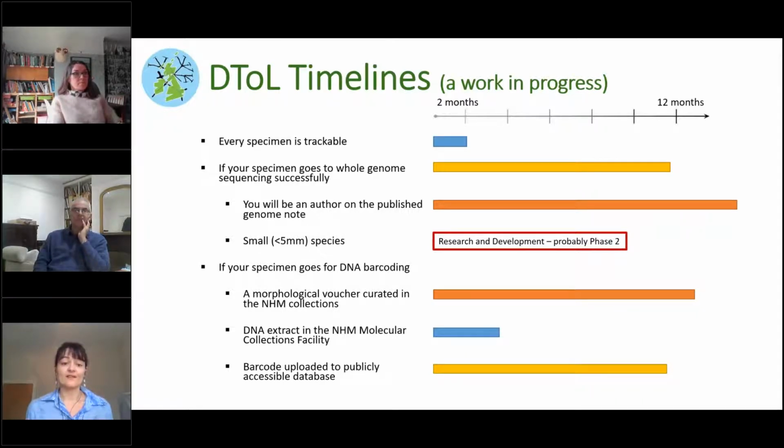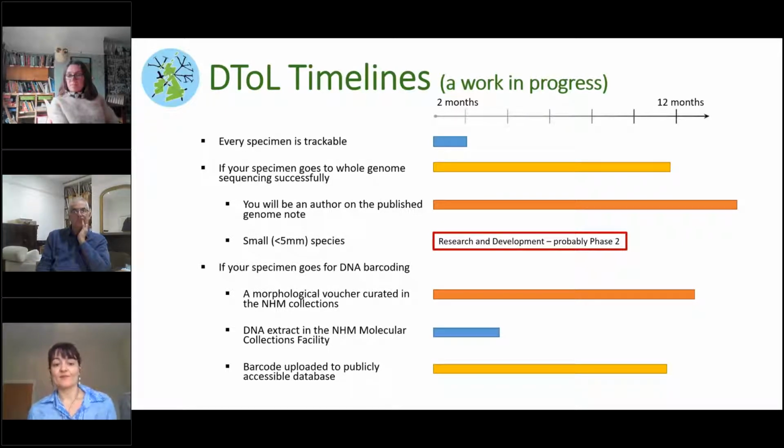But essentially, as soon as it comes into the museum and goes into our collection management system, it should pop up on those live lists. And then if your specimen is chosen to go to whole genome sequencing and is successful, this process can take up to a year, so that's a year for it to be sequenced. Once it's assembled and annotated, then you will be an author on the published genome note. That can take over a year, depending.